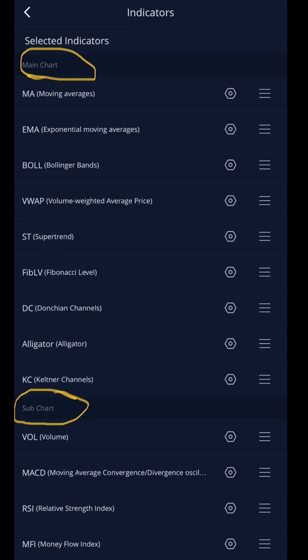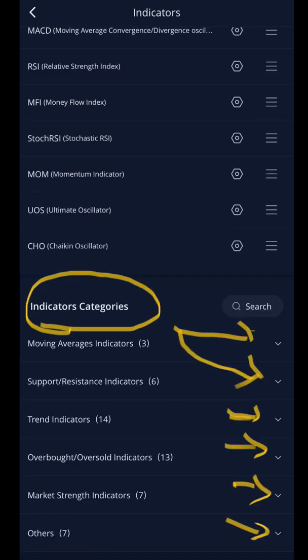When we go in and modify, it pulls up these sectors. We got the main chart and the sub chart. The main chart is the one on top, unless you want your main chart on the bottom and your sub charts on top. But most of it just naturally is going to be main chart on top, sub charts on the bottom. All right, and we're going to choose indicator categories, right?